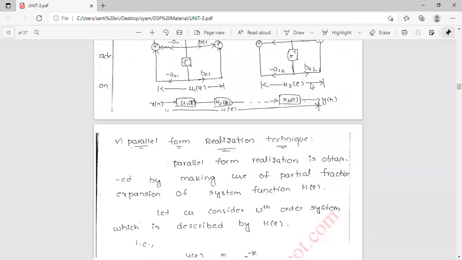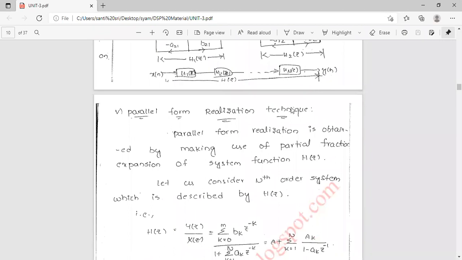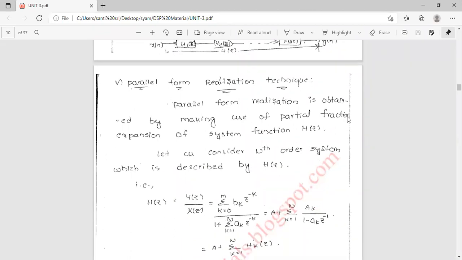Okay, next technique is the parallel form realization technique. What is the parallel form realization technique? Parallel form realization is obtained by making use of partial fraction expansion of the system function H object. How to get the parallel form realization technique? By making use of partial fraction expansion of the system function H object.